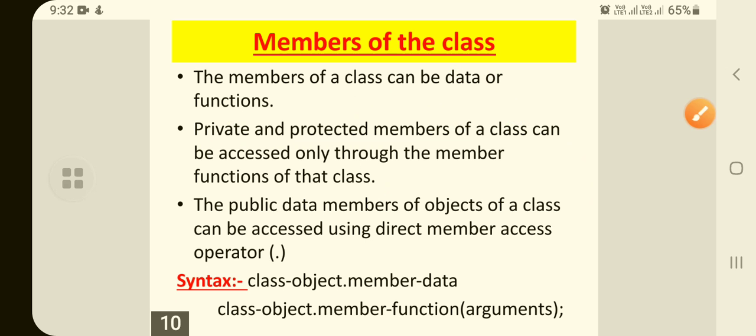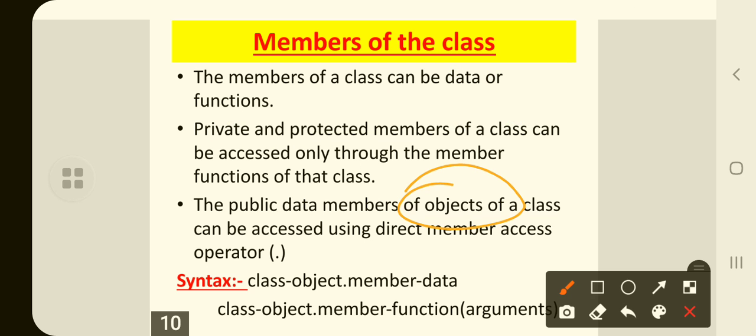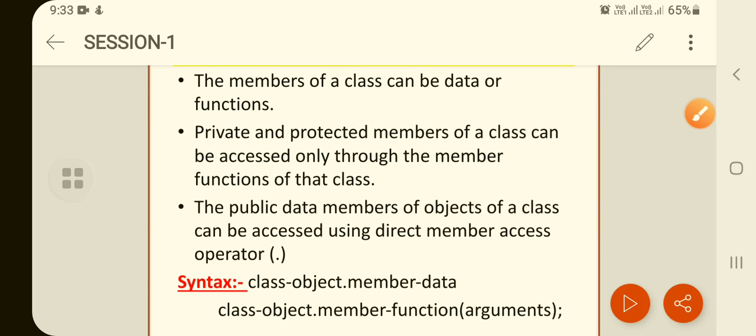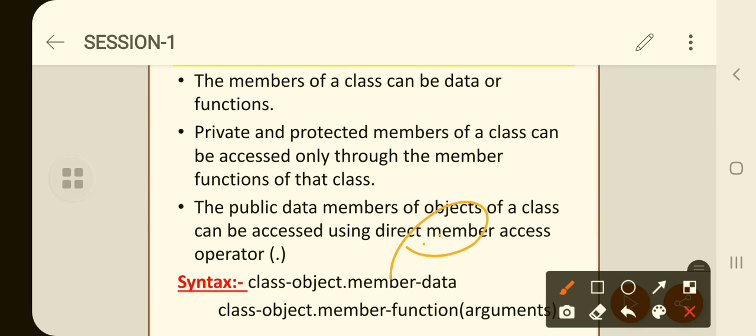Okay. So how are the objects accessed? With respect to the dot operator. Okay. So the public data members of the objects of the class can be accessed using the direct member access operator. So that is the dot operator. So using this dot operator, the data members and member functions can be accessed.